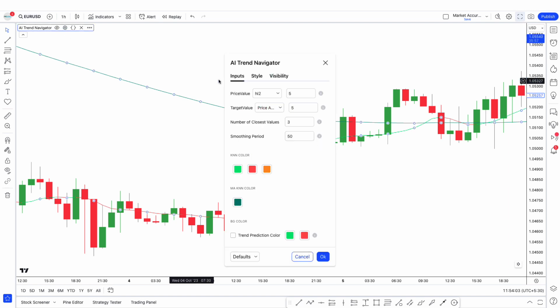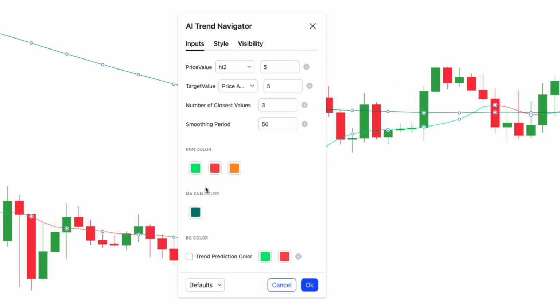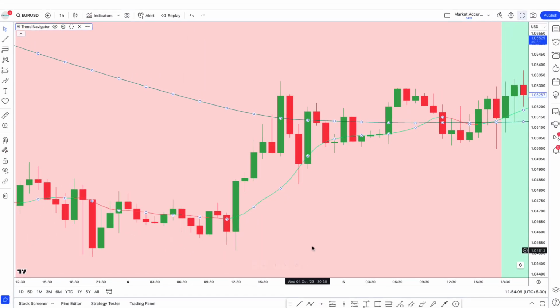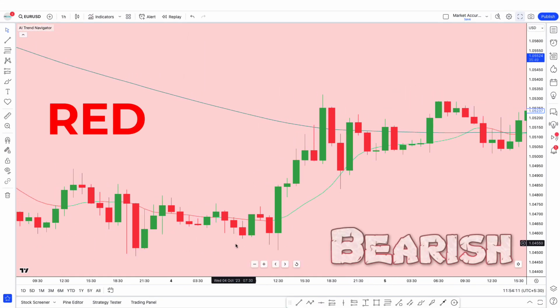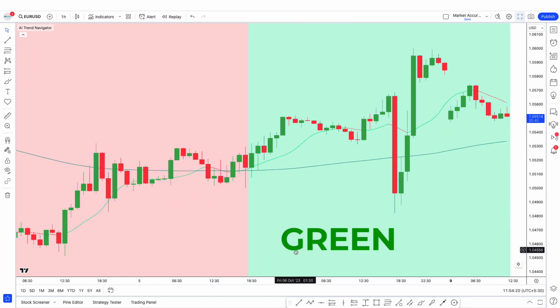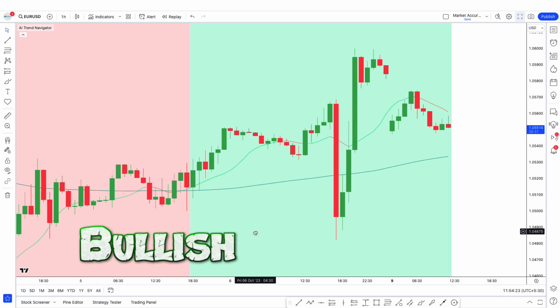Looking at the settings of this indicator, we can see a third element of this tool, and it's this one right here. We can click here to enable the background colors. When the background color is red, that indicates a bearish trend. When the background color is green, that indicates a bullish trend.